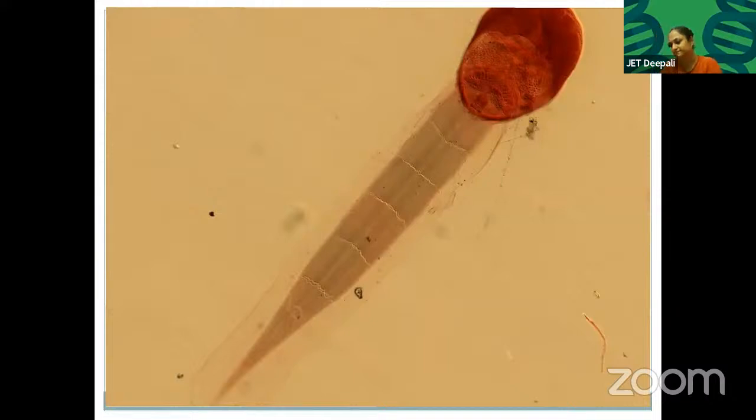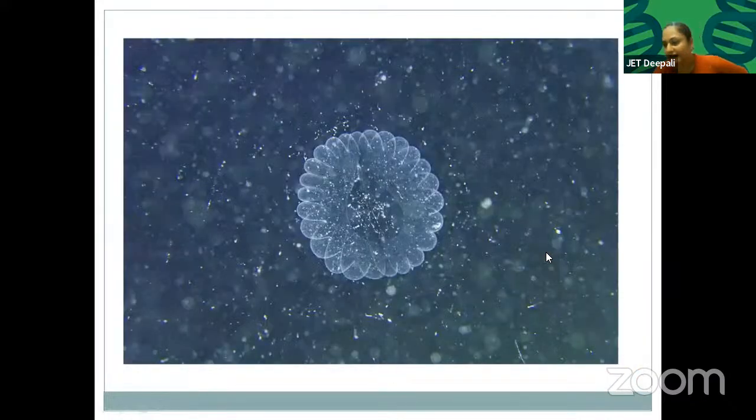Next is Appendicularia. You can see the post-anal tail. And this is Kovalevskia. These organisms are small and so beautiful. They show bioluminescence, emitting their own light in the dark.